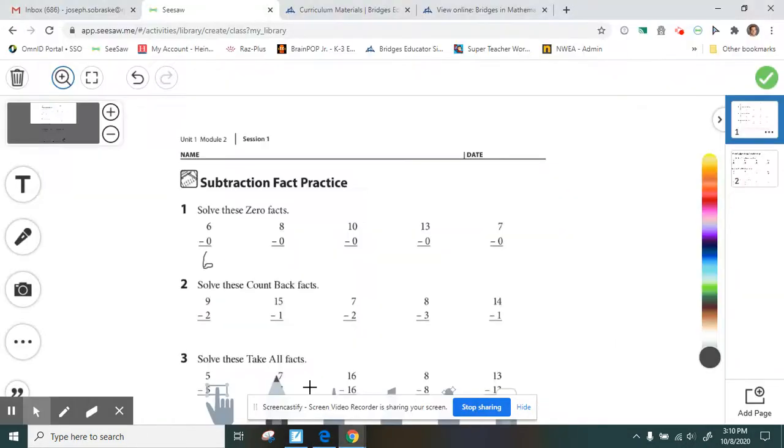Let's get back here. Those will be the count back facts. So 9 minus 2, I'm going to count back 2 in my head. 9 back 1 is 8, back 2 is 7. So we're just right, 7. Okay.